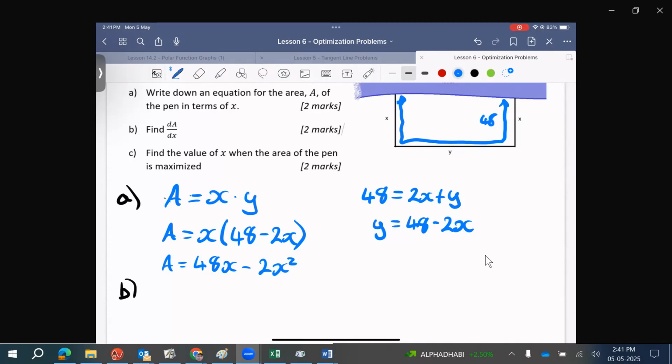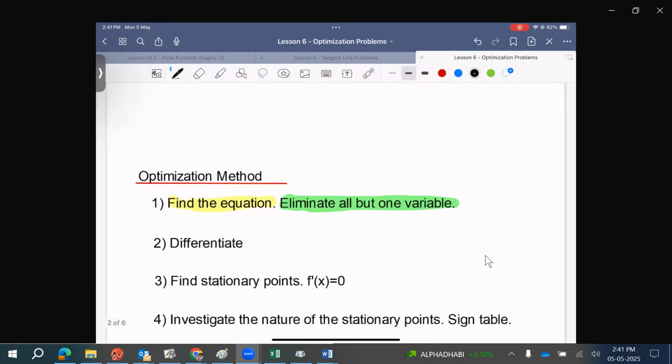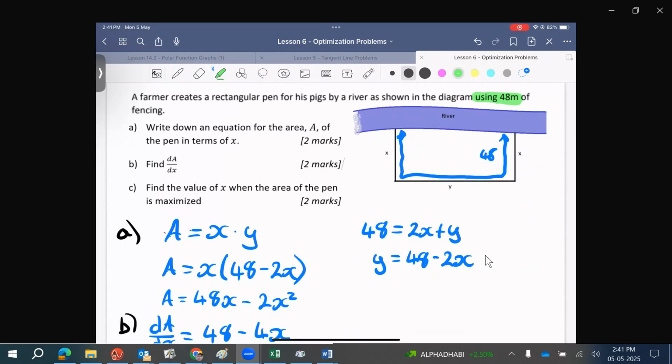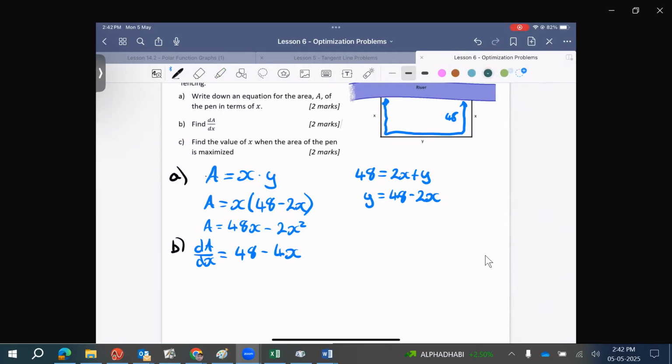Now, in B, we need to find the derivative of the area with respect to the length x. So we differentiate A with respect to x. It's going to give us 48 minus 4x. That is step 2, done. Step 3 is to find the stationary points when the derivative is equal to 0. So here in this question, we want to find the x-coordinate of the maximum, one of the stationary points, and we can do that by differentiating and then setting the derivative equal to 0.